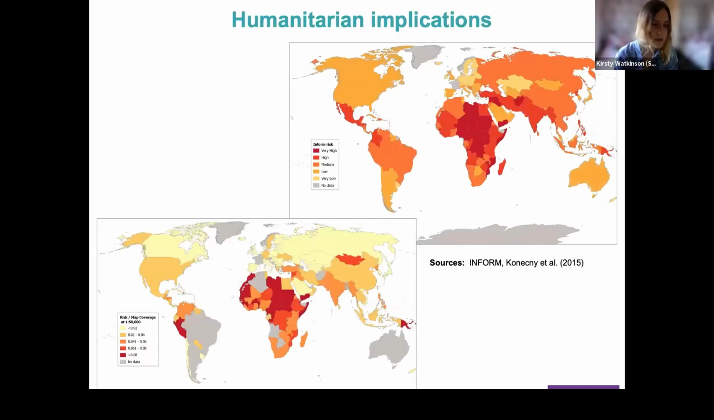And map data is really vital for responding to humanitarian crises. Without the data, we don't know where people live and how assistance can reach them. And it's often the countries that are most at risk of humanitarian crises that are the ones suffering from this paucity of data I just discussed.